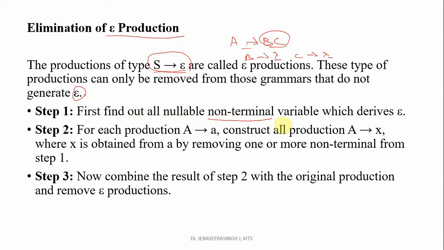First we need to find all nullable variables which derive epsilon. It's not necessary to have the epsilon production straight away, but if it is able to derive epsilon, then it is called nullable. That's why I call it a complex step in the simplification of CFG. For each production A gives alpha, construct all productions A gives X, where X is obtained from alpha by removing one or more nullable non-terminals from step 1. I know you haven't got anything from this step 2, you will understand with the example. After doing this, we combine the result of step 2 to form the grammar without the nullable variables, I mean epsilon productions.